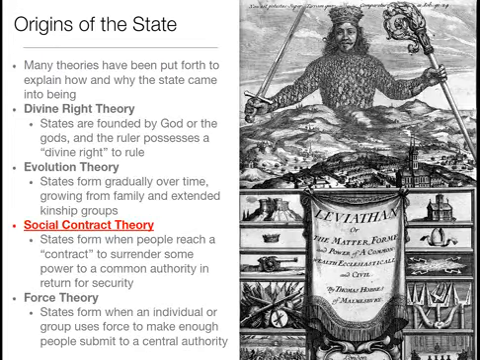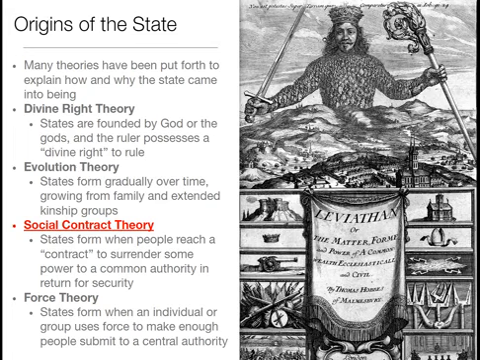So first we have divine right theory, the idea that states are founded by God or the gods and the ruler possesses a divine right to rule, meaning that God has given them their power and that God wants everyone to listen to this ruler. We see this during the medieval period. We have kings and queens ruling with divine right. If you were to challenge them, you're essentially going against what God wants.